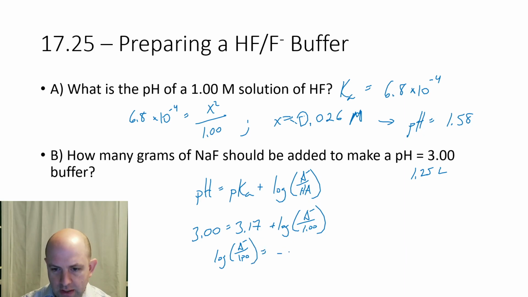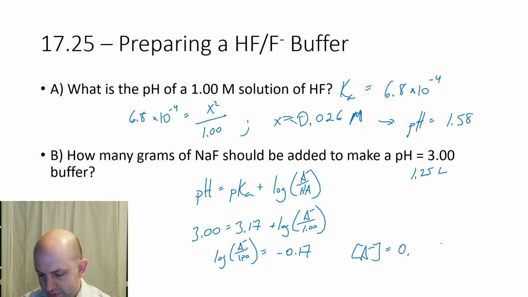is equal to negative 0.17. So that means we take negative 0.17, 10 to the x on both sides. That means the concentration of A minus must equal 0.68 molar. Okay, and that makes sense. If we have more base, the pH will go up from this 1.58. But we do want the pH to be lower than the pKa, so it makes sense for there to be less conjugate base than there is acid. So everything is looking good so far.